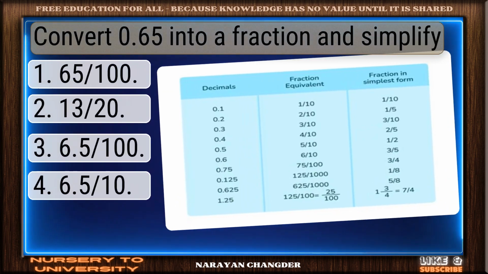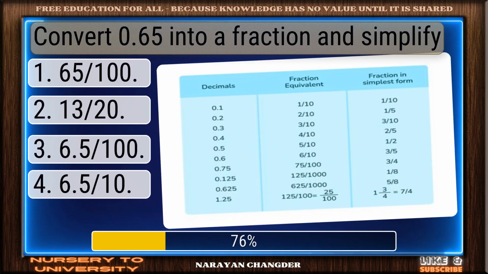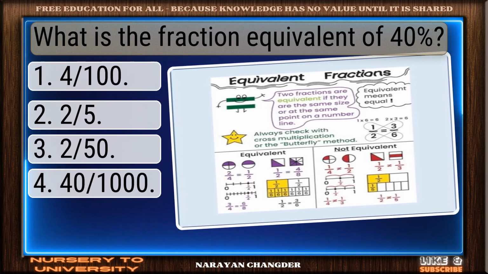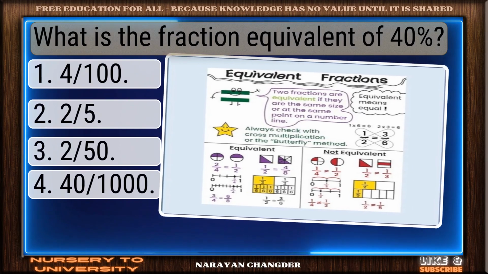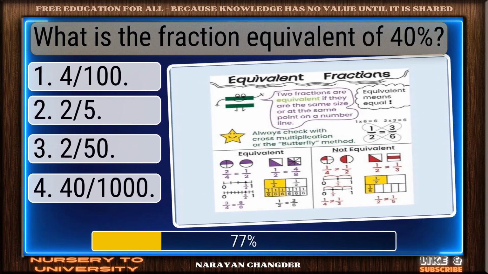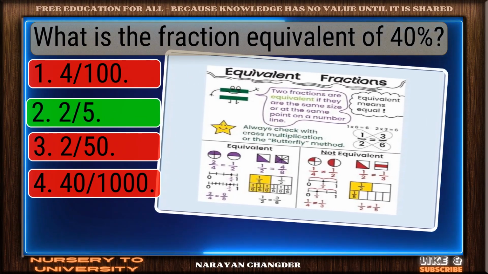Question number 47. Convert 0.65 into a fraction and simplify. Bravo. That is the answer. Question number 48. What is the fraction equivalent of 40%? Exactly. 2/5 makes sense and it is the right choice.